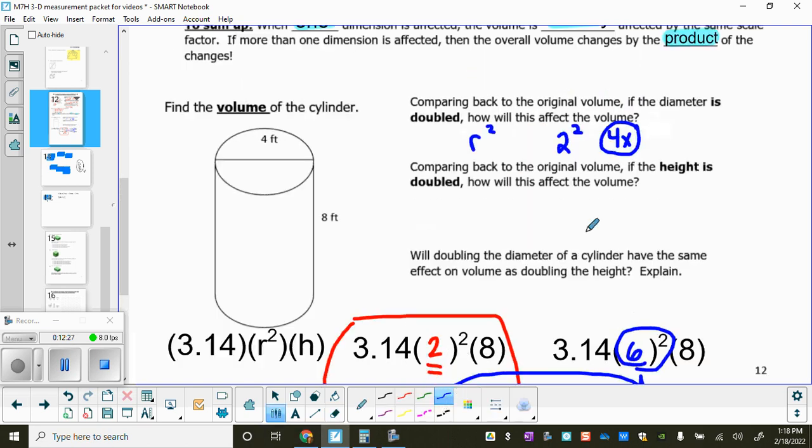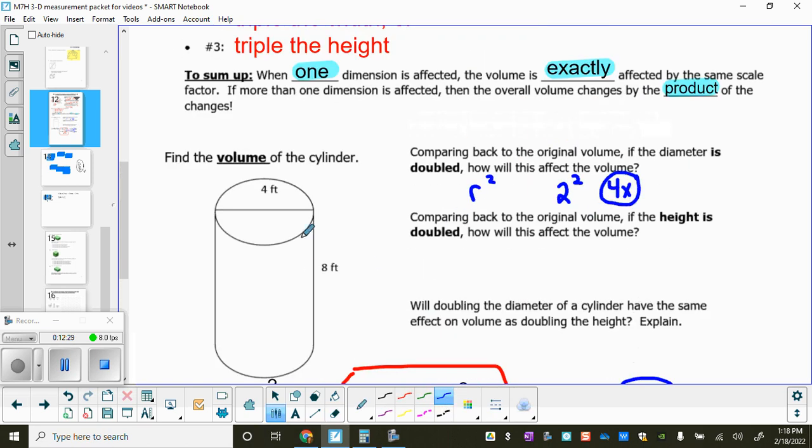Let's just explore real quick the height doubling. Well, if you take this cylinder and make it twice as tall, it's going to stack on top of itself. That's going to mean that the volume doubles as well, okay? Anytime the height's impacted, the volume is going to change by that exact same amount. It's really only the diameter that you need to be on the lookout for, okay?